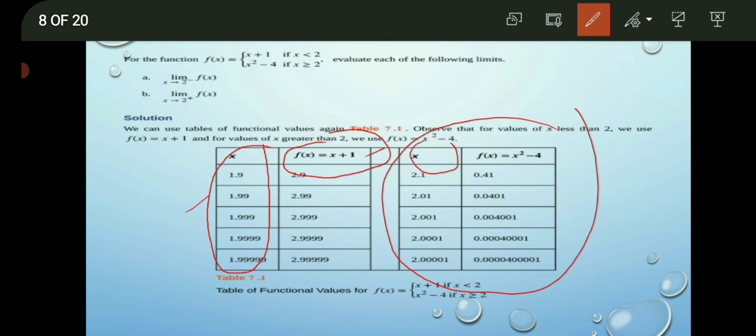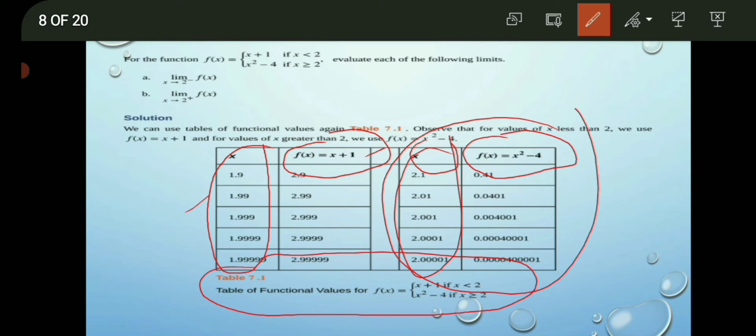On the second table, the values of x are greater than 2, and we need to substitute all the values here in the function f of x is equal to x squared minus 4 and solve it. So this is the table of functional values for f of x is equal to x plus 1 if x is less than 2, and x squared minus 4 if x is greater than or equal to 2.